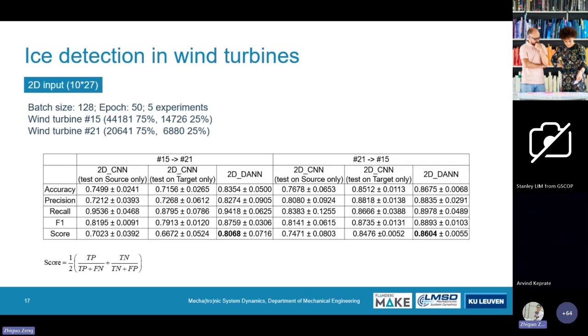Then we also tried to group a bunch of data together. Here we put 10 sequences together, but this can be optimized further. And here we see that the results were a bit better when we use the DAN approach.